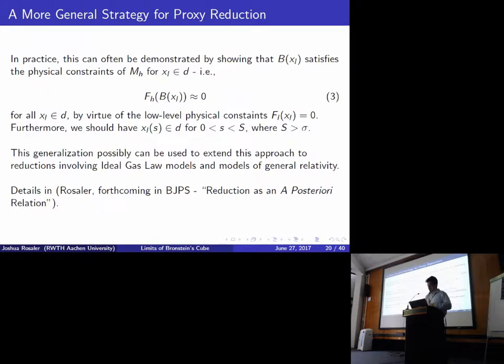So in practice, this dovetailing of high-level solutions with solutions that are induced via this function b by the low-level solutions often follows from showing that the low-level model's instantiation or proxy for the high-level state approximately obeys the high-level equations or the high-level constraints. That's just what this equation indicates: that the low-level model's proxy approximately satisfies the equations of the high-level model for all low-level states within some restricted domain D. And it does so by virtue of the low-level physical constraints. I spell this out in more detail in a forthcoming paper.